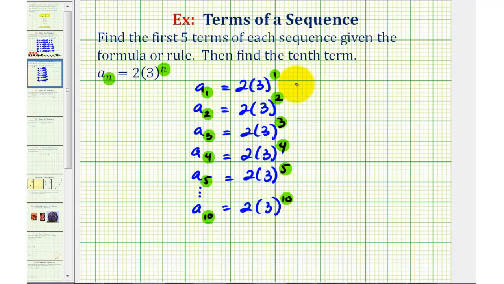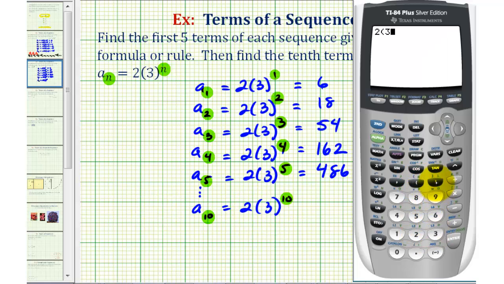Now we'll go and evaluate these to find the actual terms. 3 to the first is 3, times 2 would be 6. 3 to the second is 9, times 2, that's 18. 3 to the third is equal to 27 times 2, that's 54. 3 to the fourth is 81 times 2, 162. 3 to the fifth is equal to 243 times 2 would be 486. Let's go and use a calculator for this last one. We have 2 times 3 raised to the 10th power, which is 118,098.